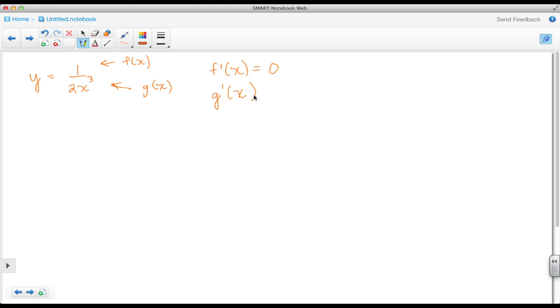G prime of x, well, I'm going to keep my 2 as a constant out front, bring down my power of 3 to the front of this factor here, and I'm going to decrement the power, so x to the third actually becomes x to the second. And as I continue to simplify, 3 times 2 to give me 6, and I've got the x squared. All right, now to find the derivative.